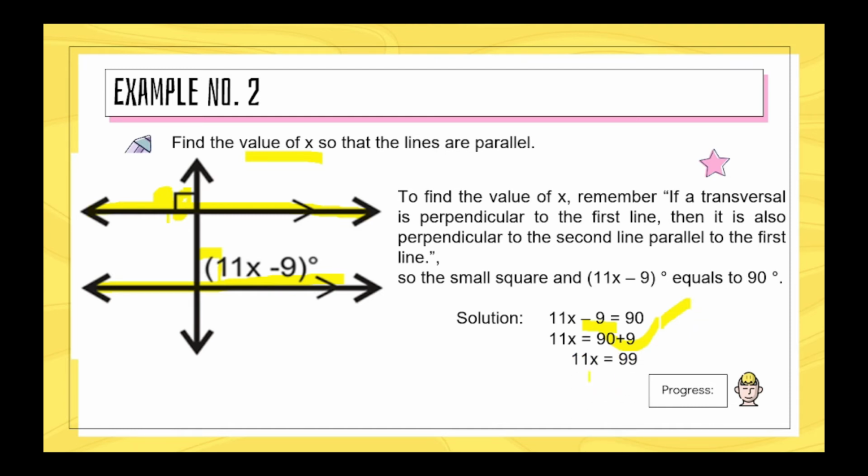So, para makuha ang value ng x, kailangan matanggal ang 11. So, we divide both sides by 11. So, x is equal to 9. And that's it. We have now the value of x. 9 is the answer.